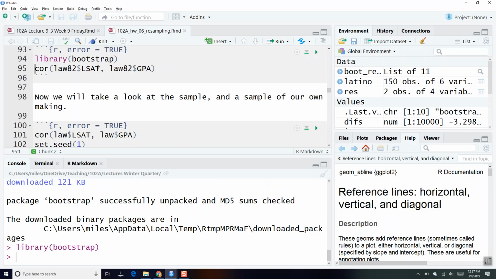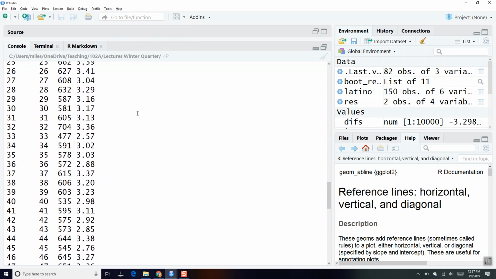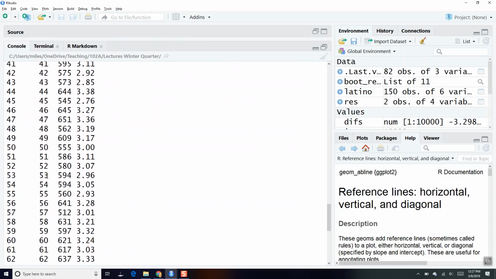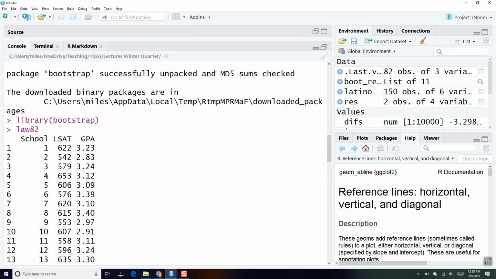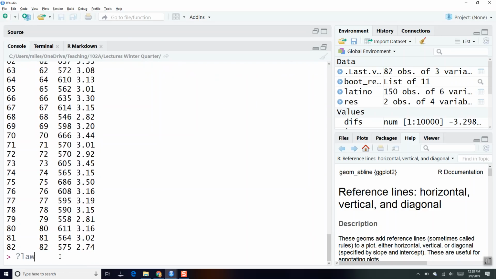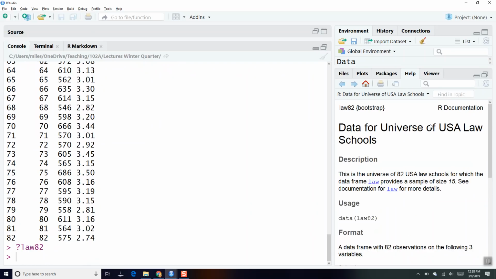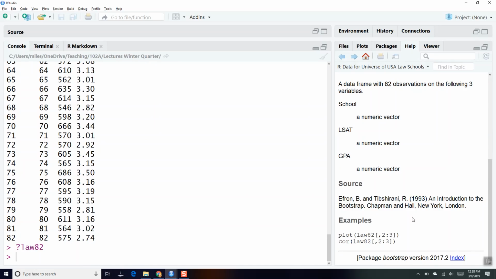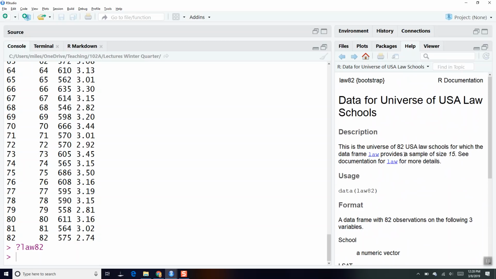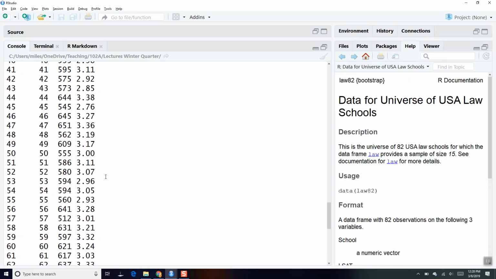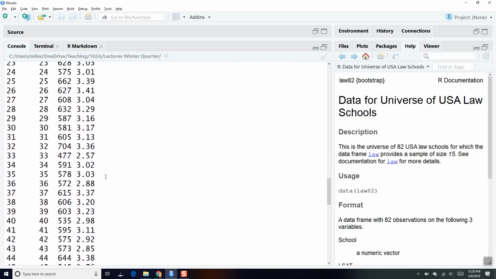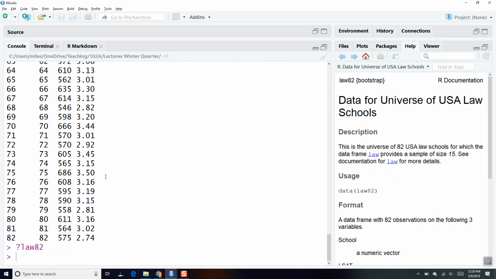All right, so inside package bootstrap, there is a data set called law82, okay? This is the data set that we're going to look at. This data is fairly old; I guess it came from 1993. This is data from 82 different law schools, and it says the universe of 82 USA law schools. So apparently this is supposed to represent the entire population of law schools that exist. I think there's more than 82 in the United States, but maybe at the time there was only 82, I don't know, okay?